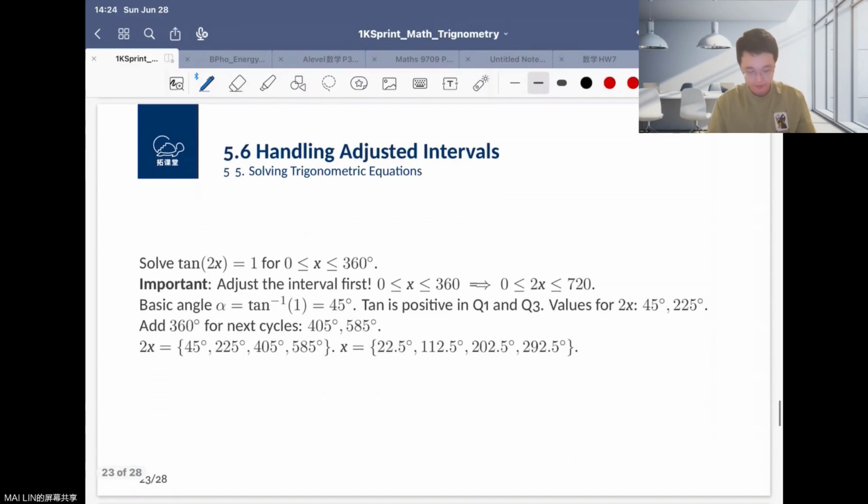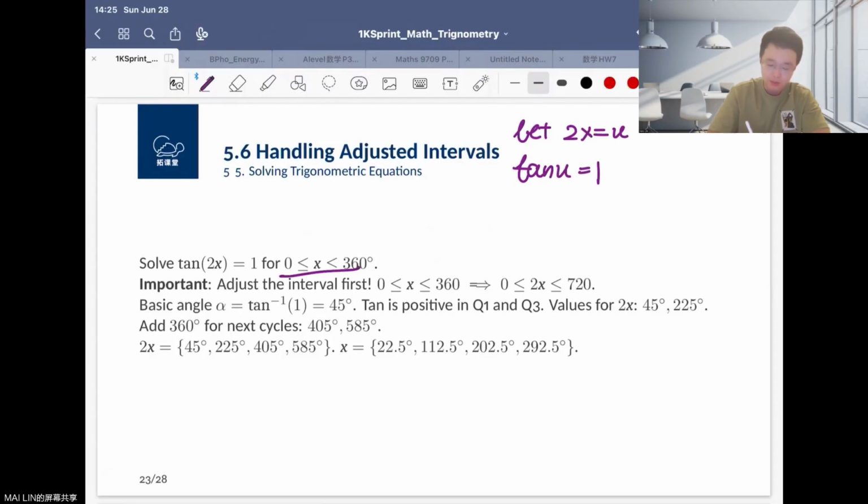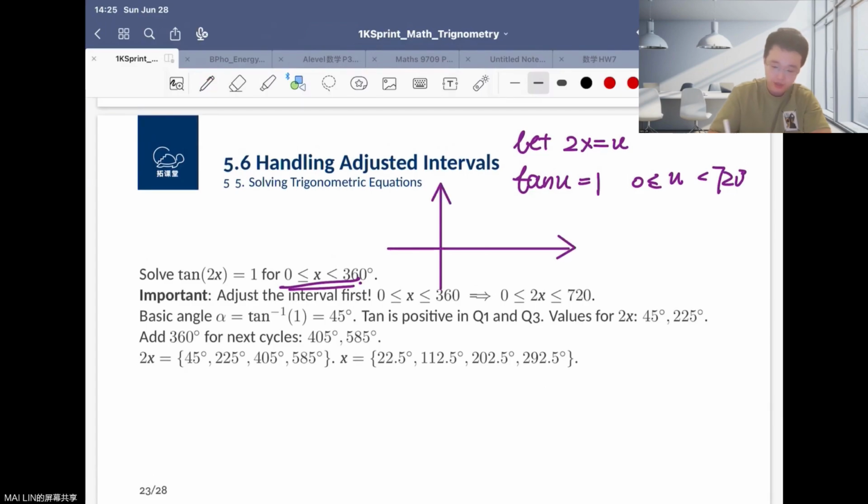That is it. And also, if you want to solve an equation like tan 2x equals 1, you can first try to let 2x equal u, because we are not very familiar with tan 2x, but we are familiar with tan u, right? So we can say tan u equals 1. But also remember here its domain also changed, because x is from 0 to 360, so u is now from 0 to 720 degrees, okay?